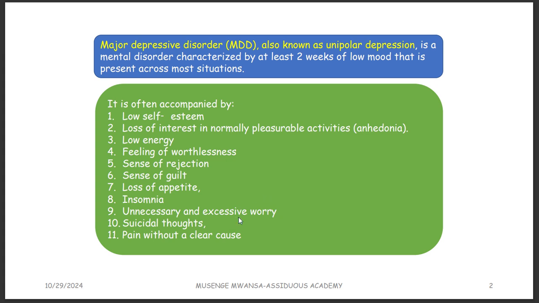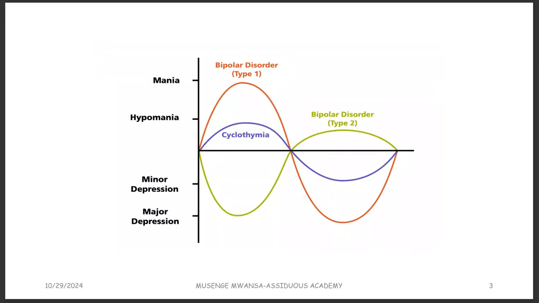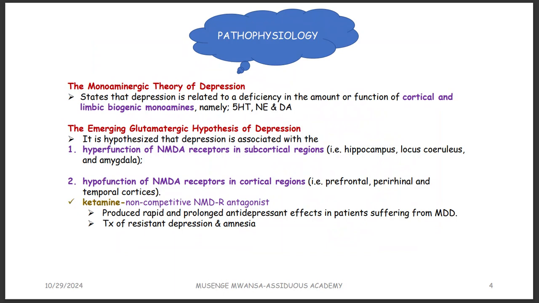Maybe you see a small child and then you are like, is this one ever going to marry? How small they are. Suicidal thoughts sometimes can be there, and also pain without a clear cause. You are just feeling pain, but you don't know the cause of that pain. Besides these features, someone sometimes can also have hallucinations and delusions as part of the major depressive disorder, MDD. The cause of major depressive disorder has been hypothesized.